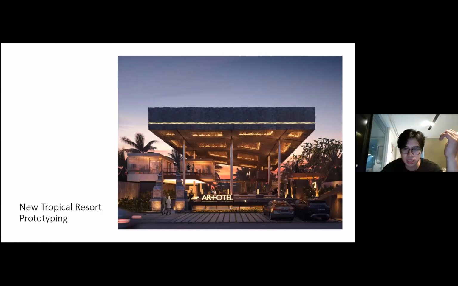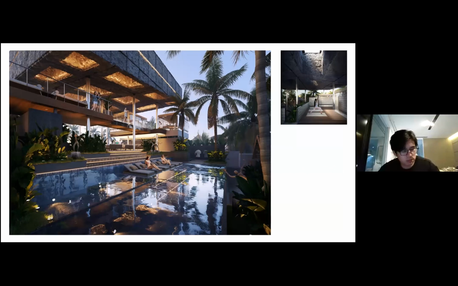This one is the hotel in Bali. We want to create a lobby that has no buildings, that has no walls, so it's only a roof lobby, creating a very urban roof. So in the center is actually the lobby and the small bar. Basically, all the tropical architecture stuff, I will just skip it because my time is short.